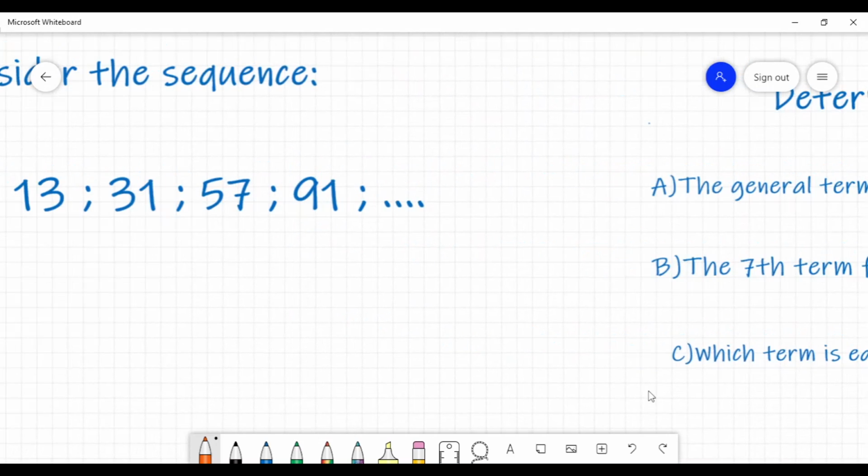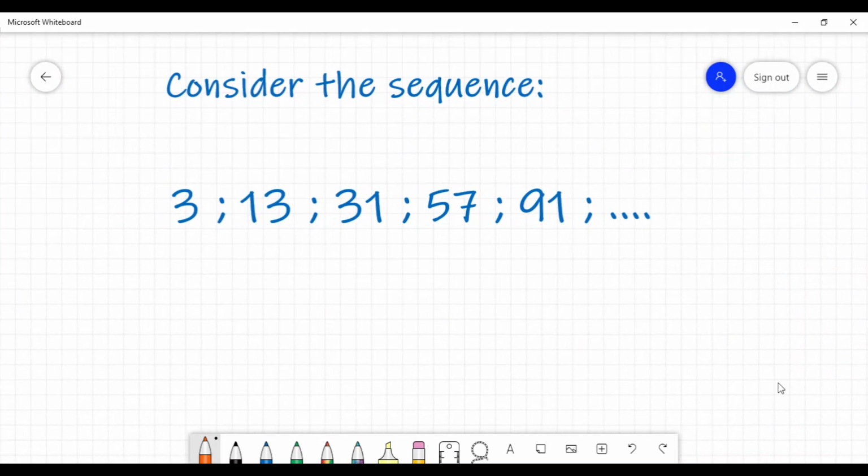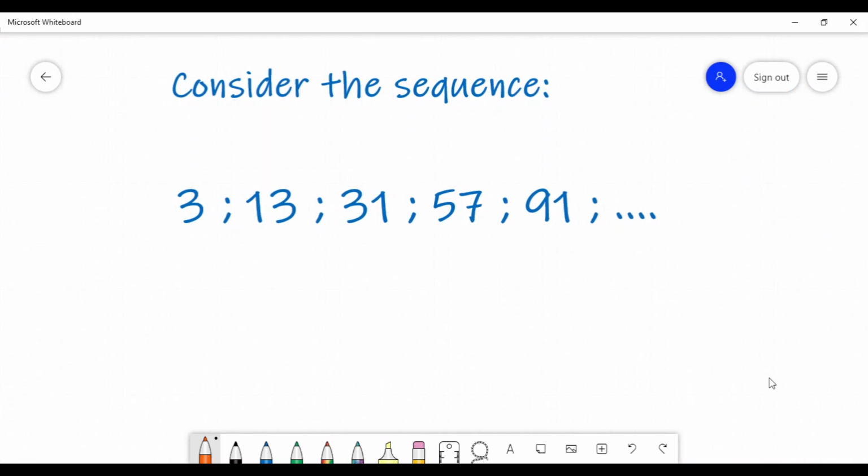All right, what we already know with a quadratic sequence or a quadratic pattern is that there is a second common difference. So with this sequence, we need to check that we do in fact have a second common difference, because if we do, we can confirm that it is a quadratic sequence, and then we can start answering the questions. Okay guys, so let's get started.